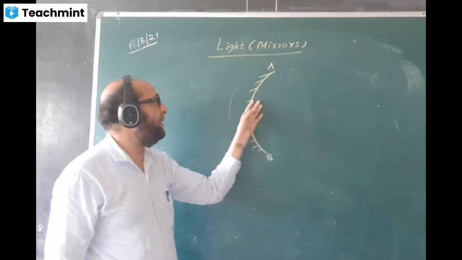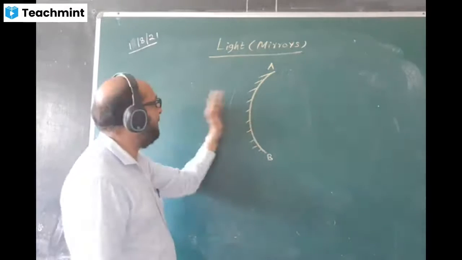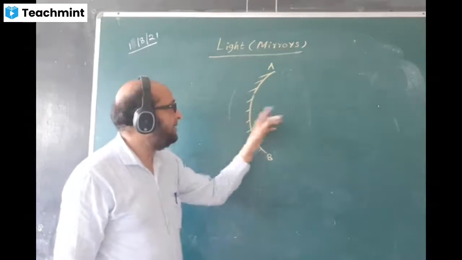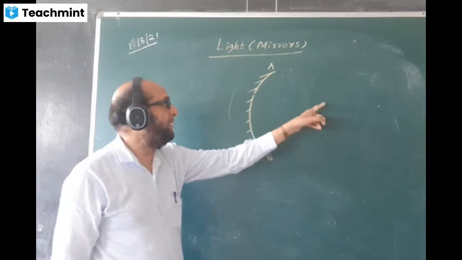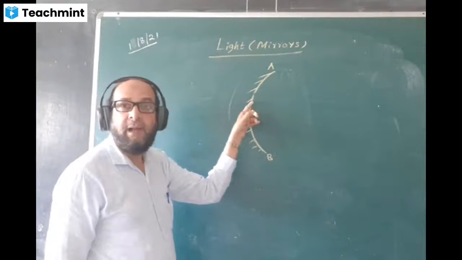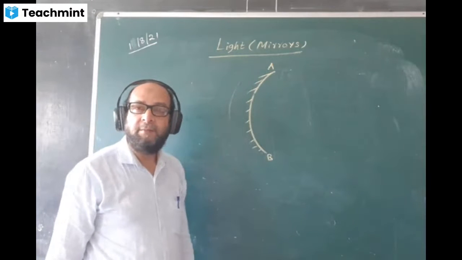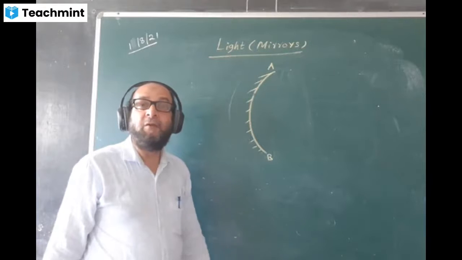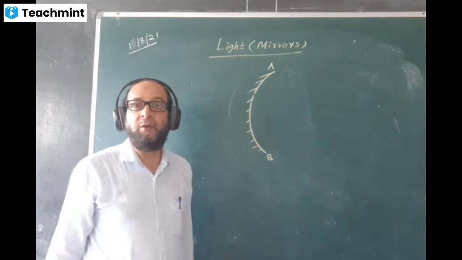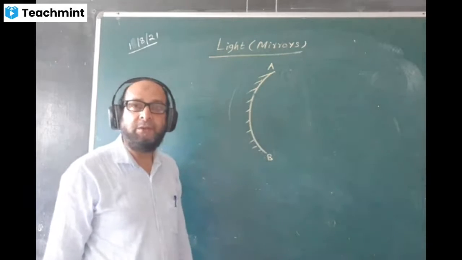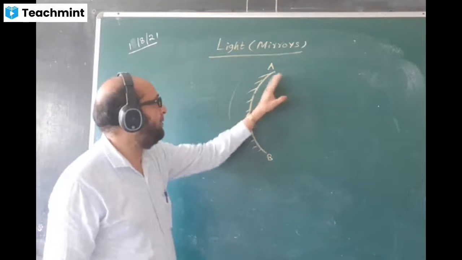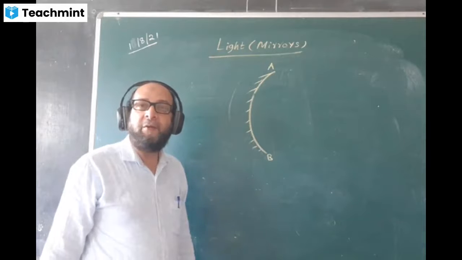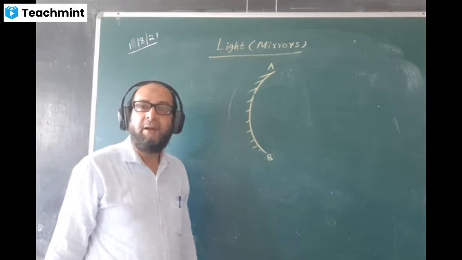If you keep it here, the ray will come in and be reflected. If you put it here, this is opaque, so it cannot do anything. The object has to be kept here. Then the ray will come, reflect, and the image will be seen. So we always keep the object in front of the unpolished surface. We cannot keep it in front of the polished surface. Have you understood, boys?